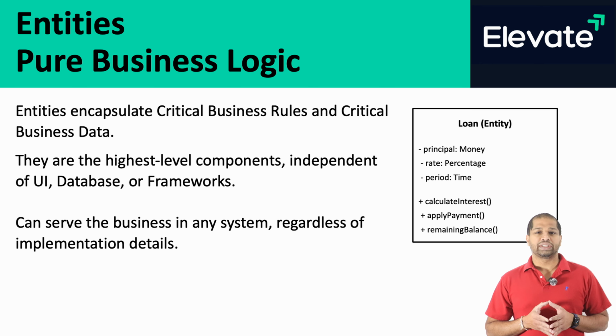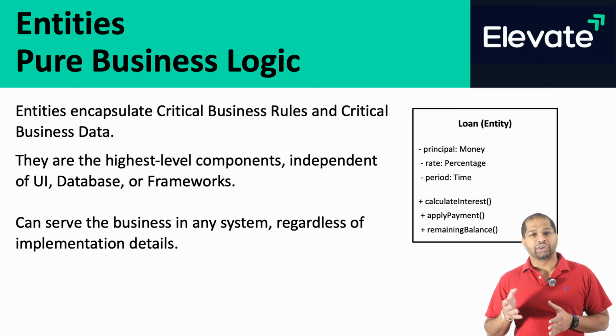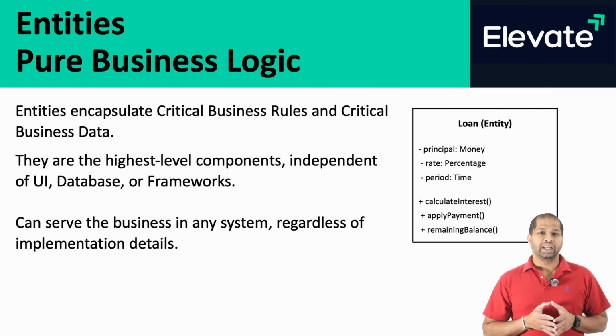These critical rules are encapsulated within entities. Entities are the highest level components in our architecture. They are pure business logic, completely independent of the UI, the database, and any specific framework. They represent the generalized business model that can be reused across any application context.